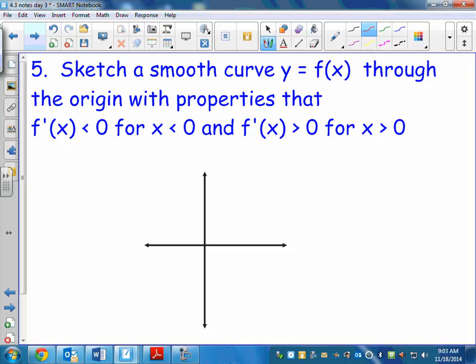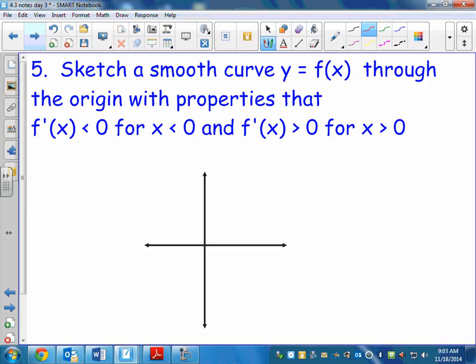And it says, sketch a smooth curve y equals f of x through the origin with properties that the first derivative is less than 0 for x is less than 0, and the first derivative is greater than 0 for x is greater than 0. And so when they give you a problem like this, you need to make sure you read what they tell you. Like, right away I see it goes to the origin, so there's a point at the origin. Like, you know that's part of your graph. And then you just have to make sense of what it says.